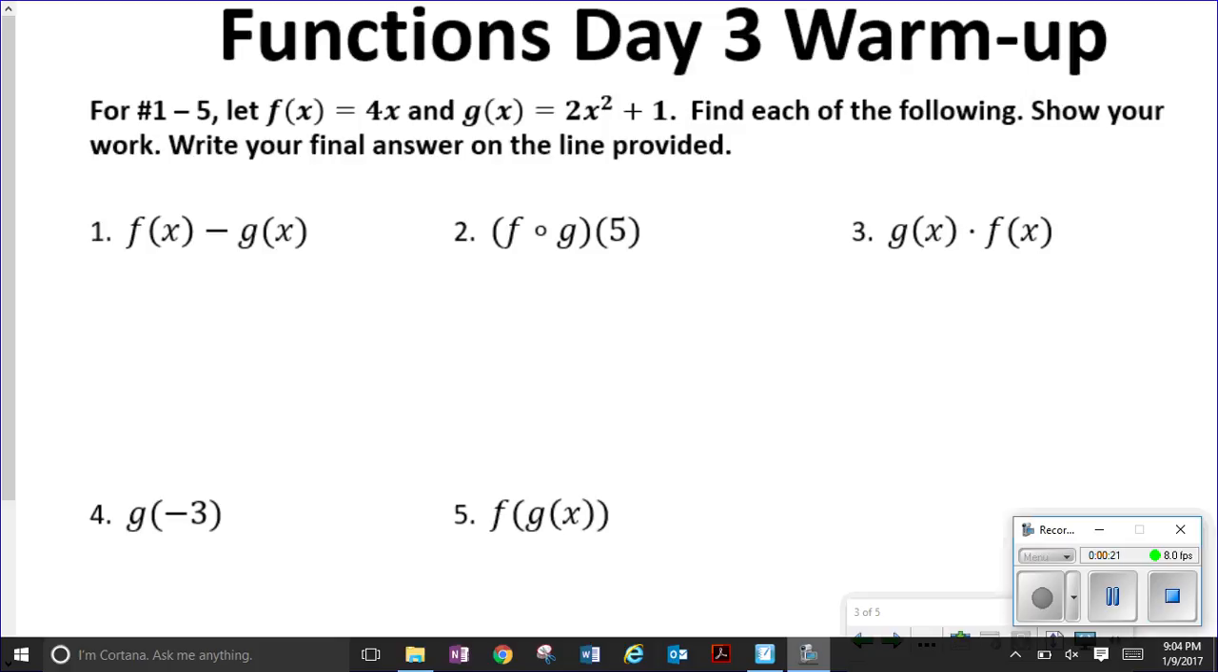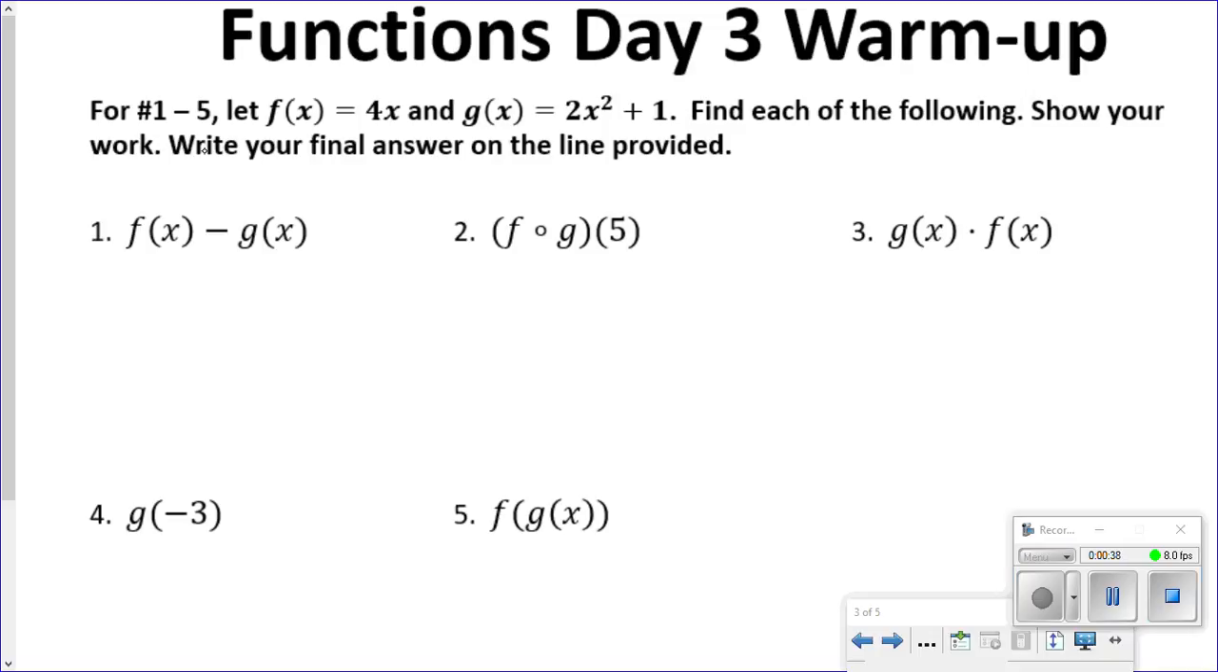So on these, we did function notation and composition of functions. On all of these, we want f of x to equal 4x, and g of x equals 2x squared plus 1. So find each of the following, show your work, write your final answer on the line provided. You don't have a line here, but that's what it's going to say on the quiz. There will be a line for the quiz to put your final answer after you've done your work.